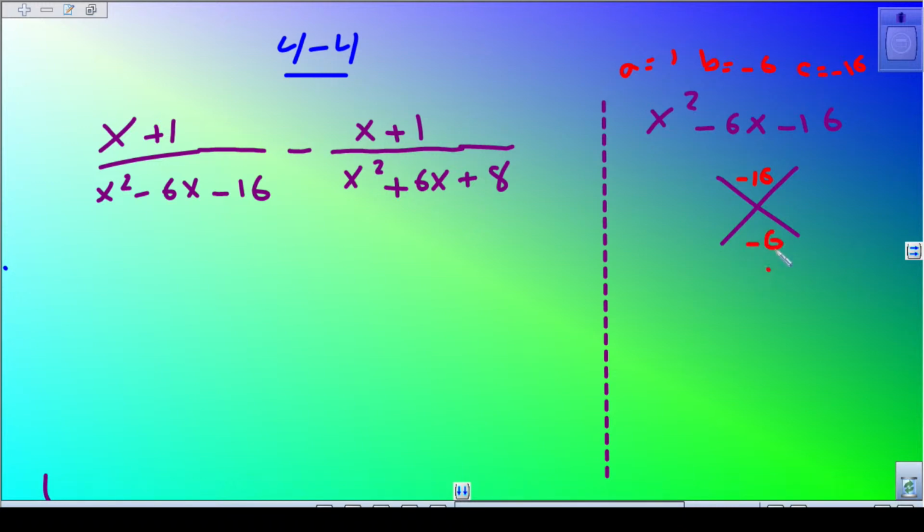I'm thinking of two numbers that multiply to give me -16, and the same numbers, if I add them up, give me -6. Go ahead and suggest the two numbers in the chat or in the live stream comments or on your whiteboard.